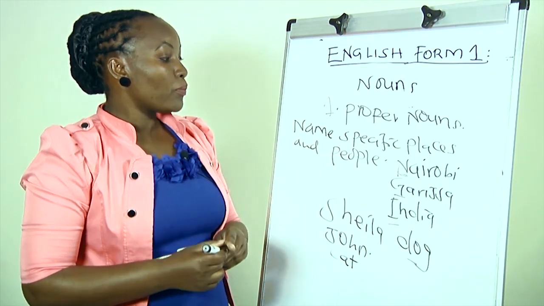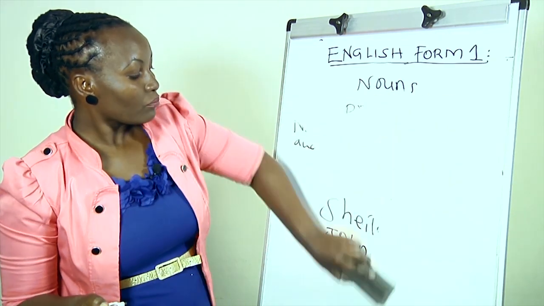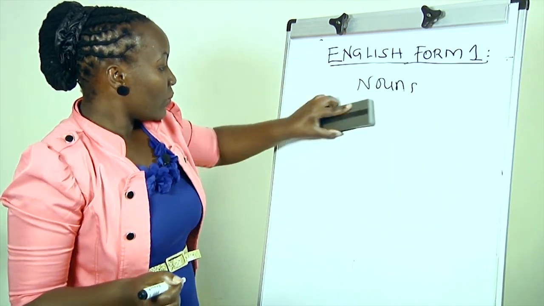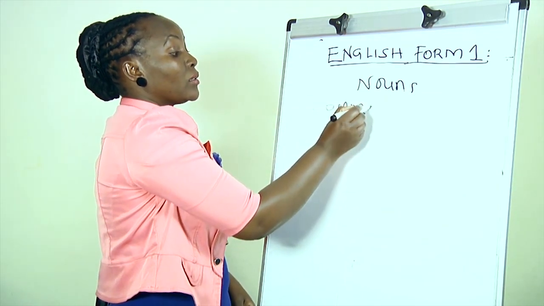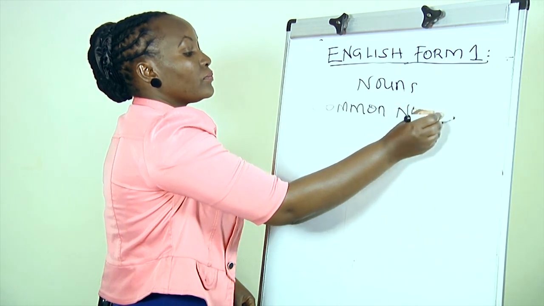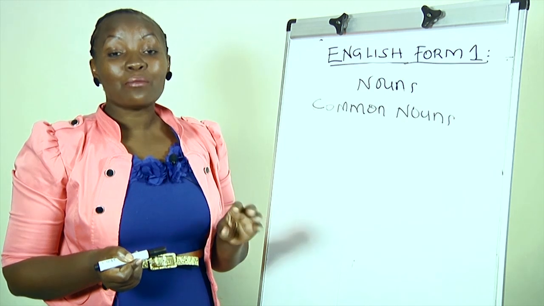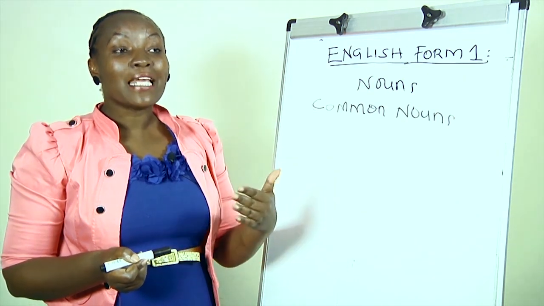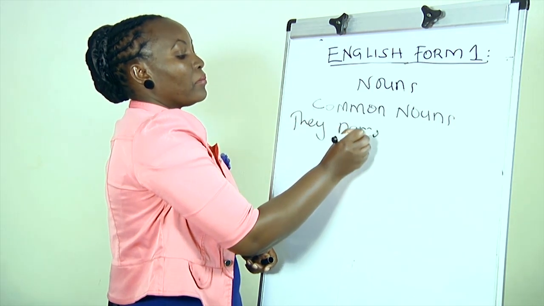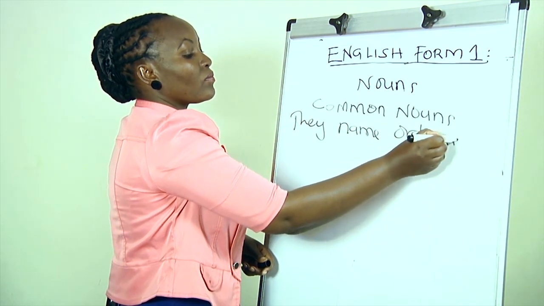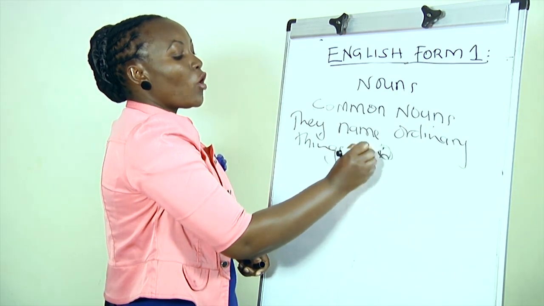Another group of nouns apart from proper nouns is, number 2, what we call common nouns. Now, what are common nouns? Common nouns are names of ordinary things. They give names to ordinary things. They name ordinary things, or we can call them objects.